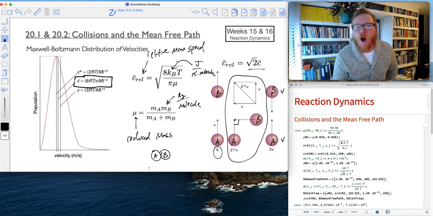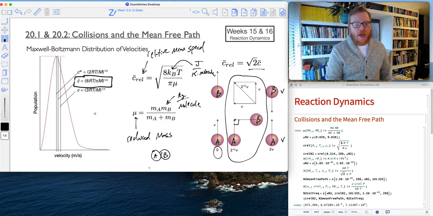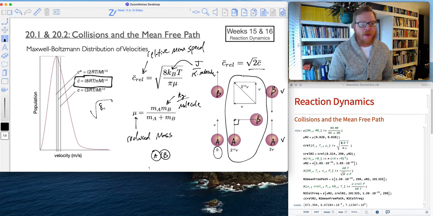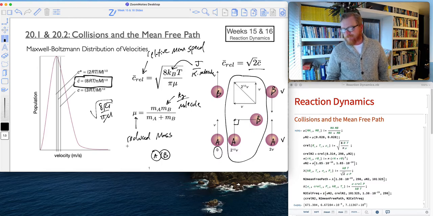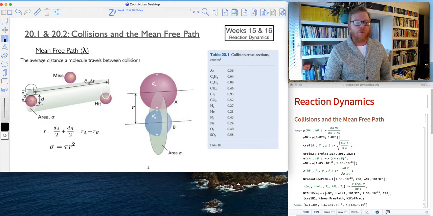Now, what if I use R instead? I could write this as the root of 8RT over pi mu. If I did use R, then instead of kilograms per molecule, I would use kilograms per mole. Okay, so let's move forward through this derivation.